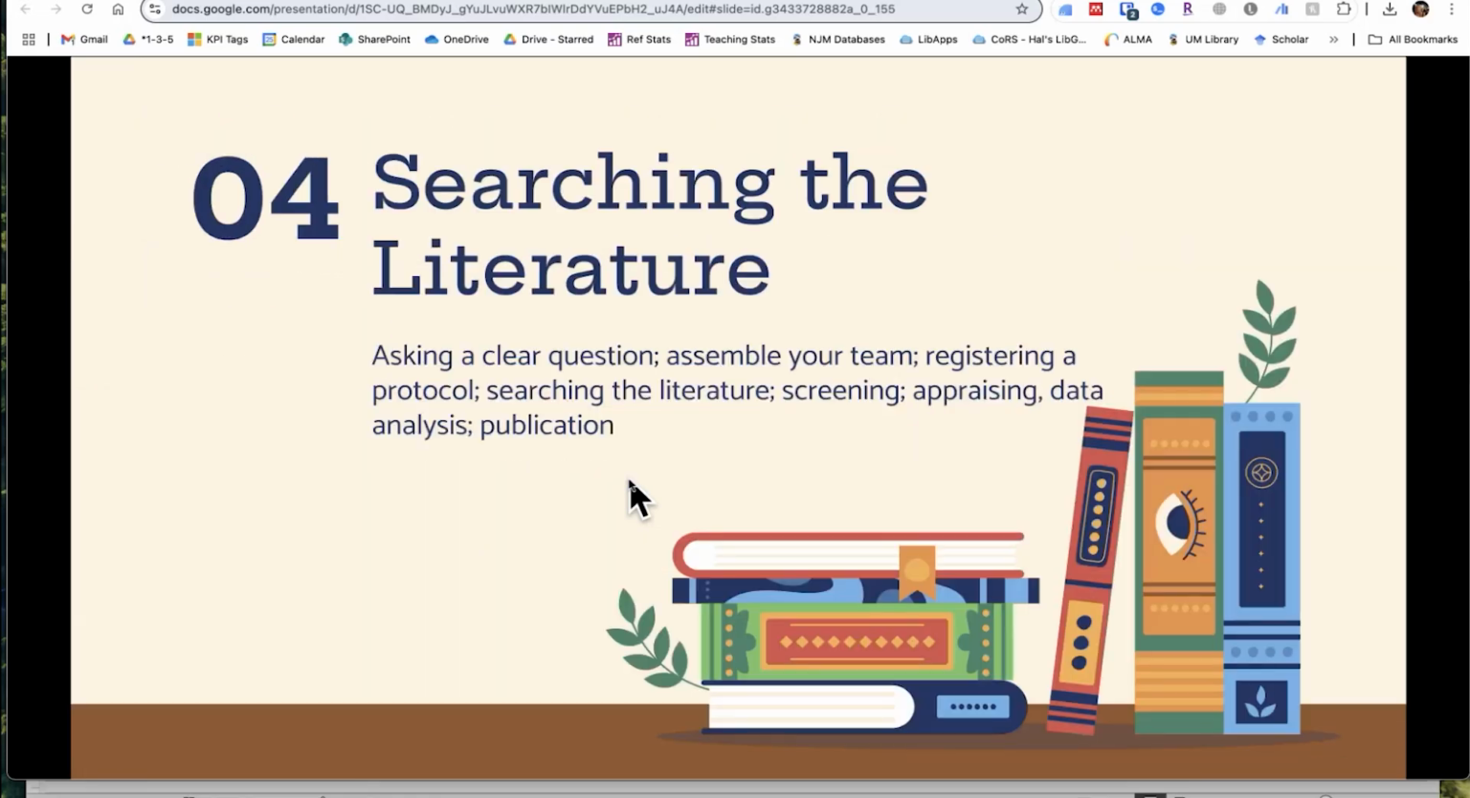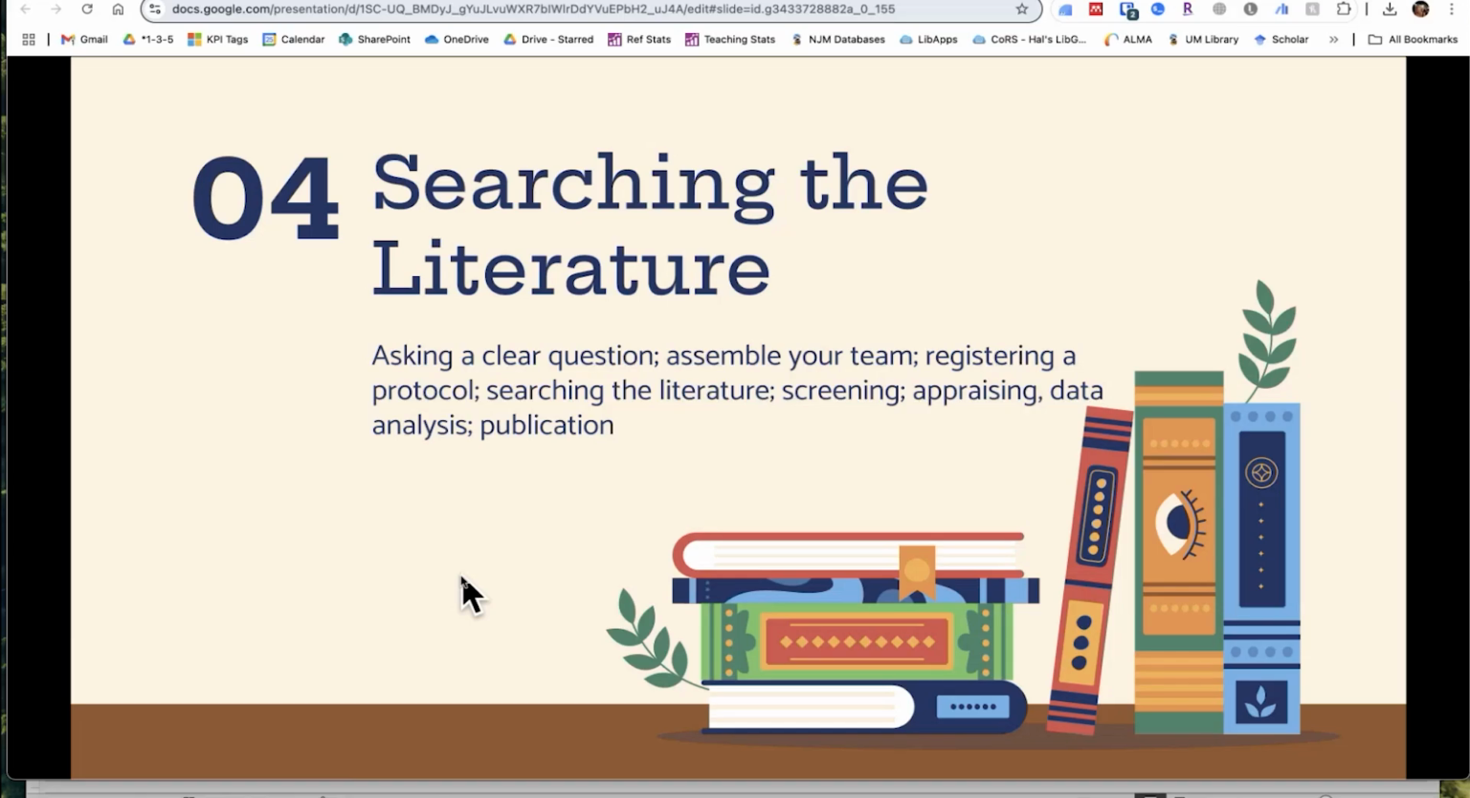Okay, so the final section is a more in-depth look at searching the literature. I don't think I can see the chat, but does anyone have any questions? Feel free to unmute and I'll just have a sip of water. Okay, well, I can't see anything, so I'll just keep going. I'll just assume that everything is crystal clear.